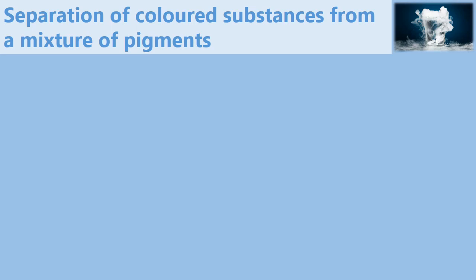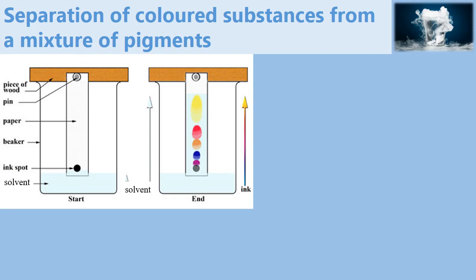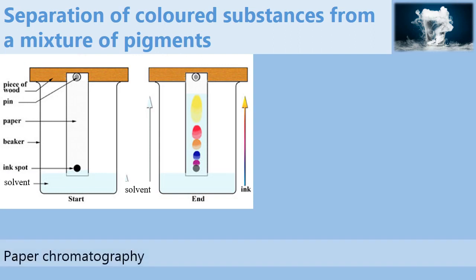In order to separate these pigments, we employ a method known as chromatography. The diagram here shows an example of paper chromatography. In paper chromatography, two properties are very important. The first property is solubility, and the second is adsorption.